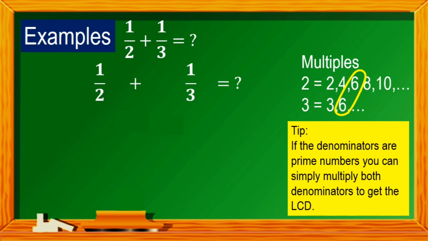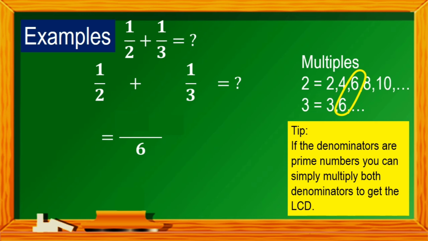Tip: if the denominators are prime numbers, which means they have no factors other than 1 and itself, you can simply multiply both denominators to get the LCD. In this case, 2 times 3 is 6.